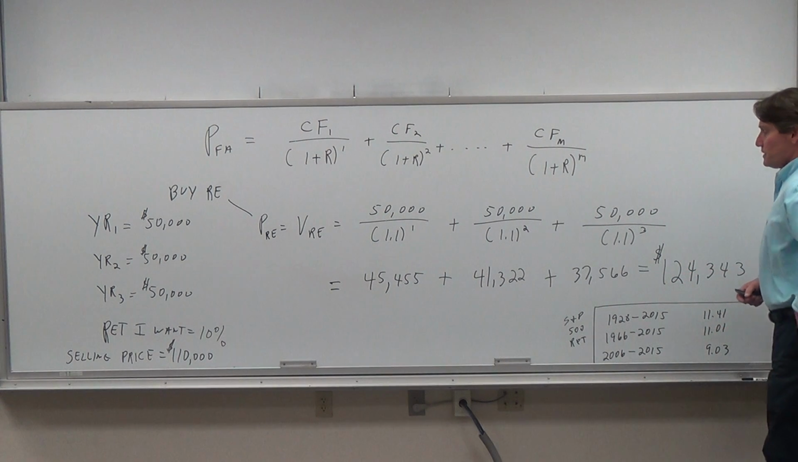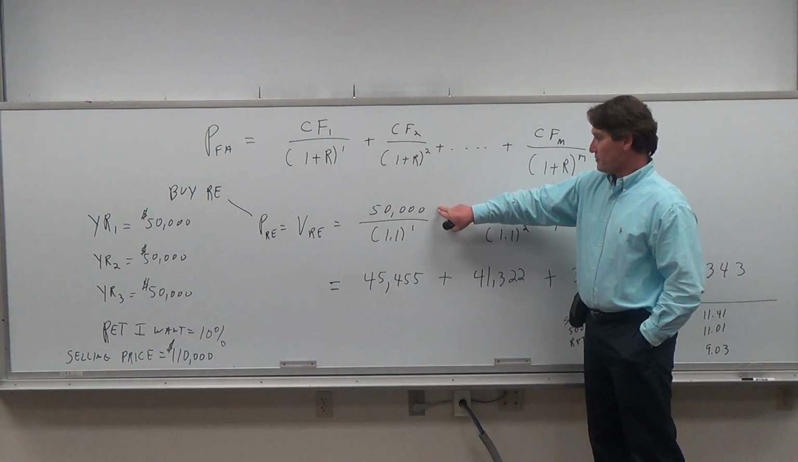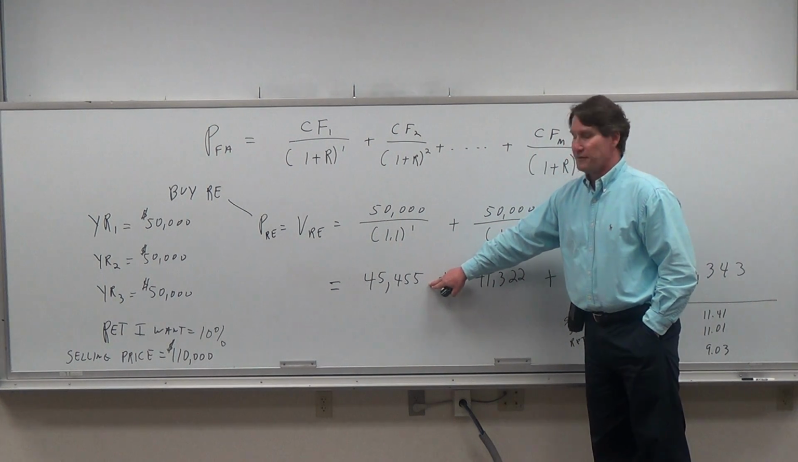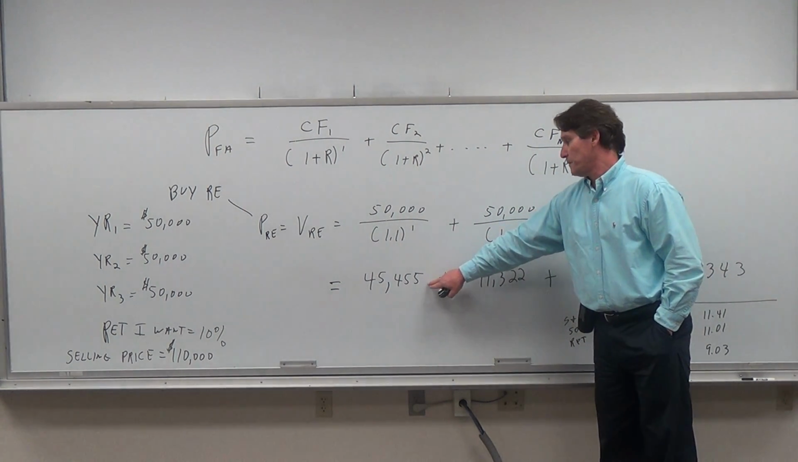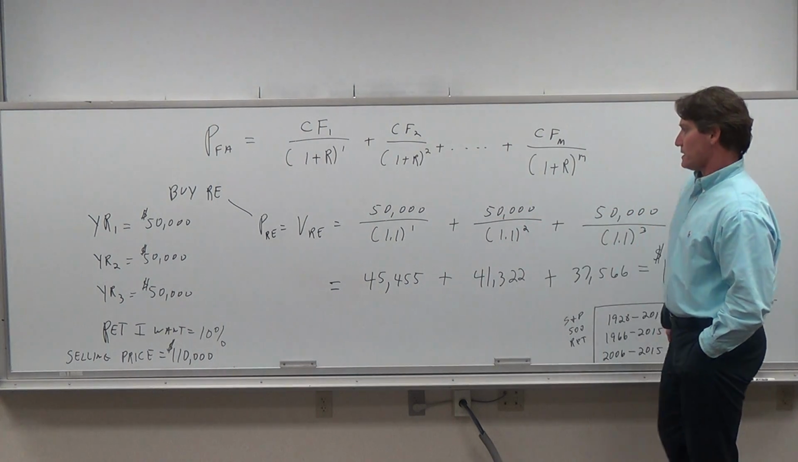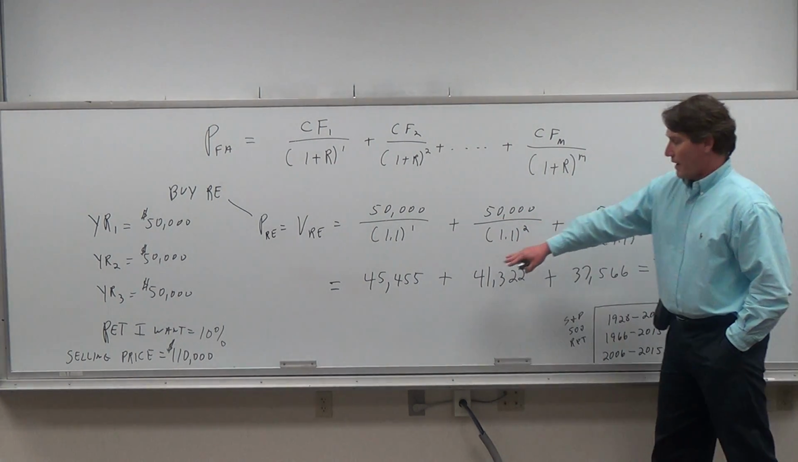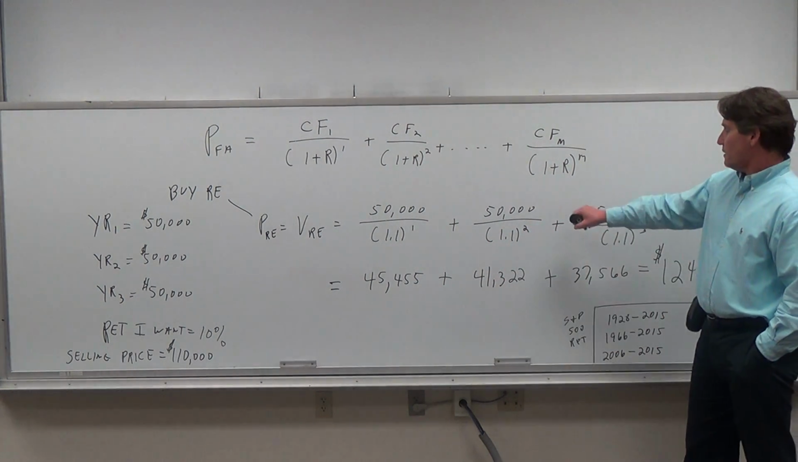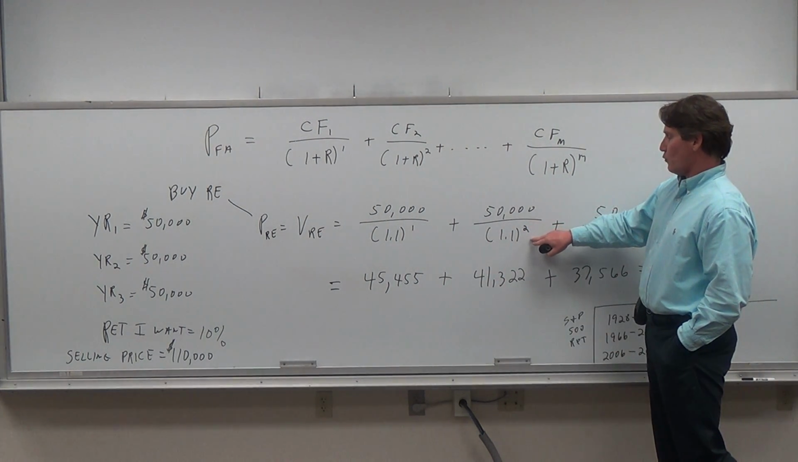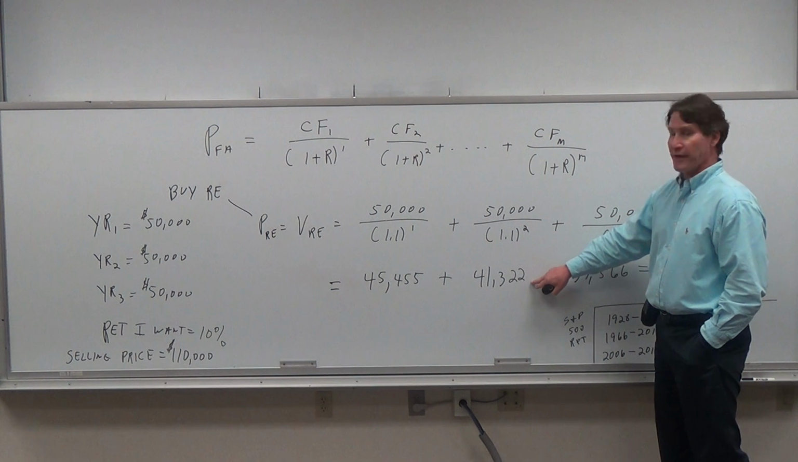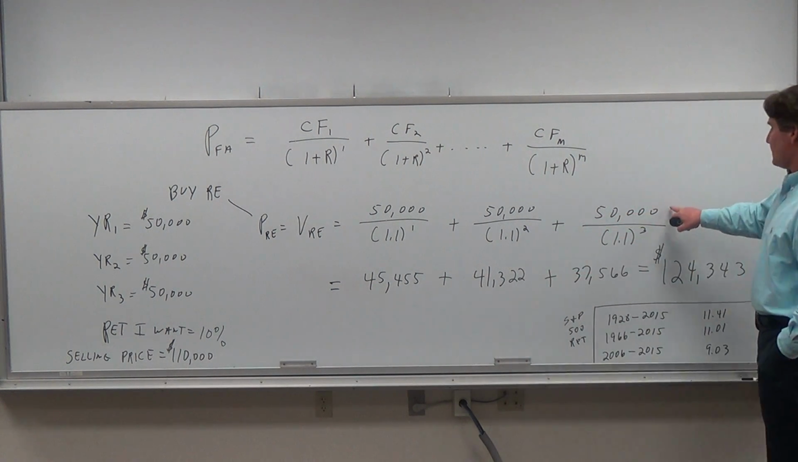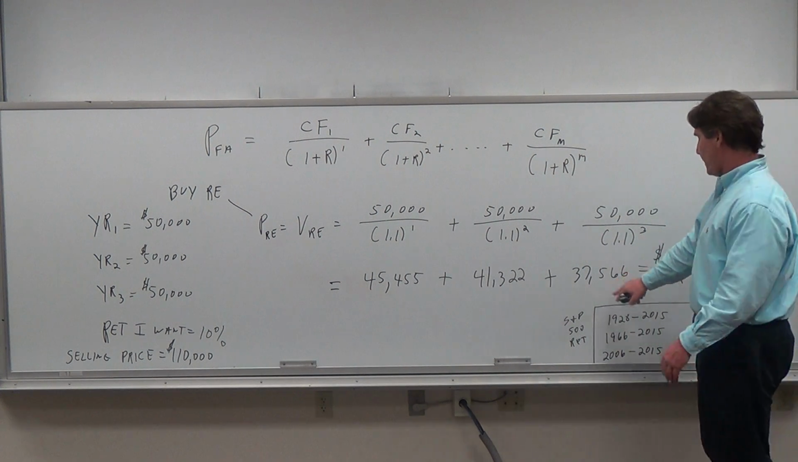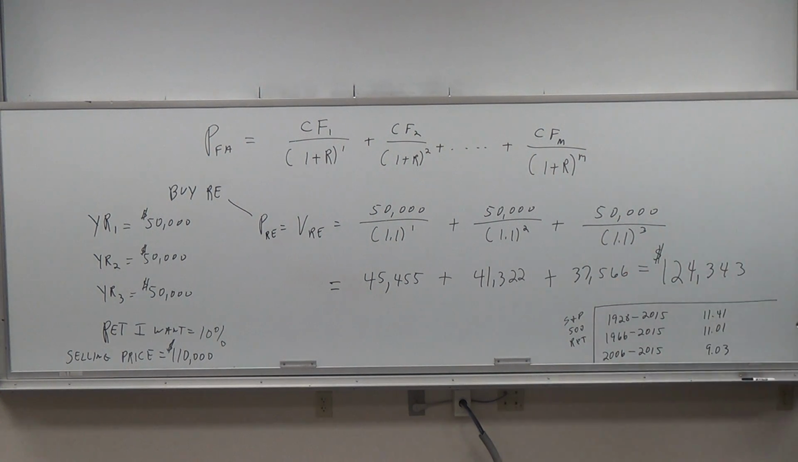So what we do is we discount back the cash flows. $50,000 discounted back at 1.1 to the first is $45,455. Always check the work. Make sure you're getting these exact same answers. Or, it could be off because of rounding, but make sure you get something close. $50,000 discounted back at 1.1 to the second is $41,322. $50,000 discounted back at 1.1 to the third is $37,566.